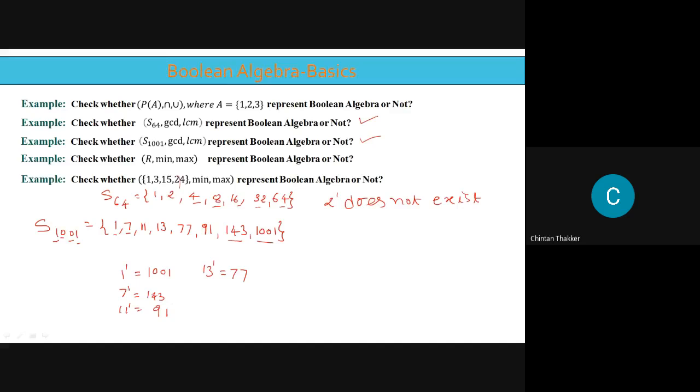Okay, the remaining 5 properties except the complemented property are the same as in S30. We are not discussing those 5 properties right now. You have to write them in a similar way as we have written in S30. So this is a Boolean algebra. Okay, now we take example number 1, the first one.